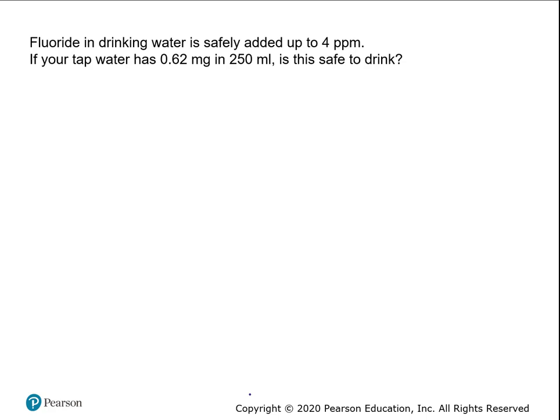So they do routinely test water that leaves the plant where fluoride is added. And so if they test your tap water and it has 0.62 milligrams of fluoride in 250 mils, is this water safe to drink?